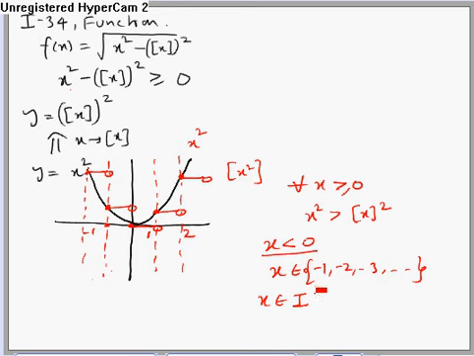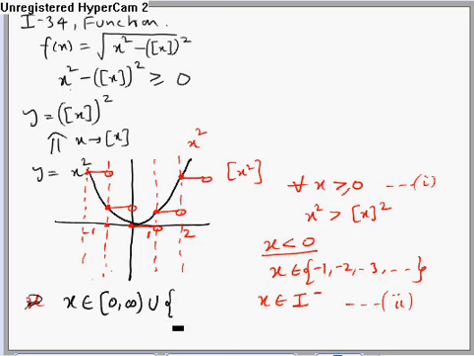And we can combine the two, the first and the second. So the domain is x belongs to 0 to infinity, all non-negative values, and then union minus n, where n is a natural number, positive.